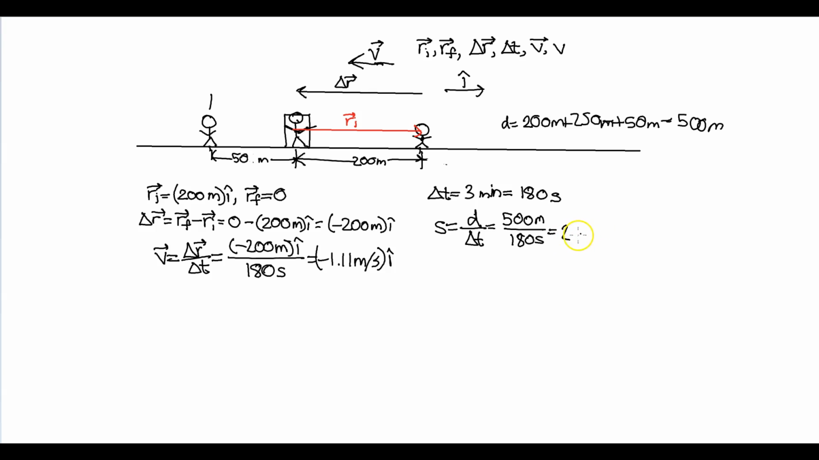So notice that it is different from the magnitude of our average velocity. That's because our average velocity dealt with the change in our position vector, while the speed depended on the total distance, the total amount of ground we covered during our period of motion.